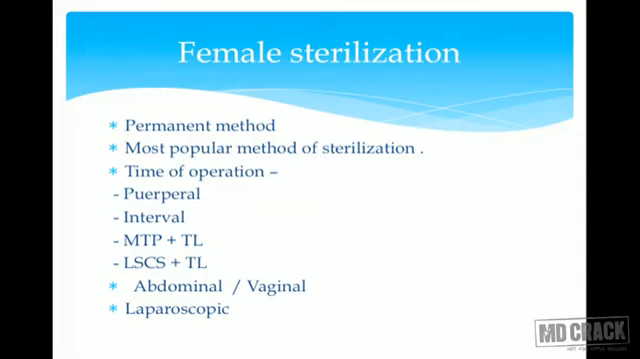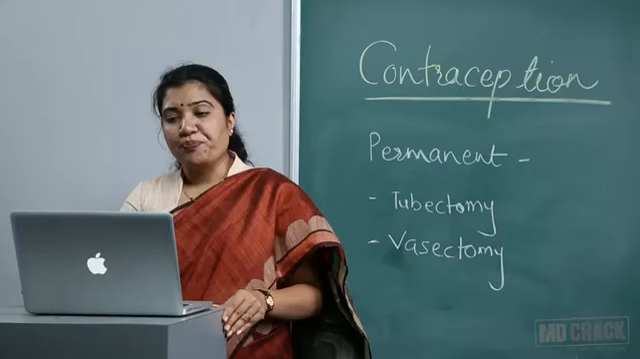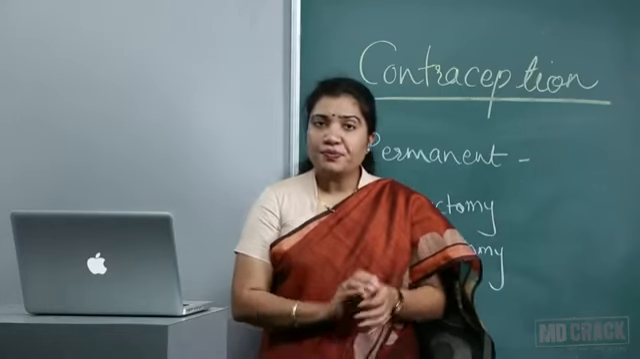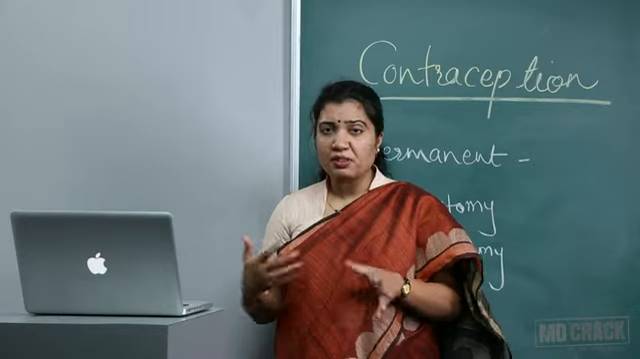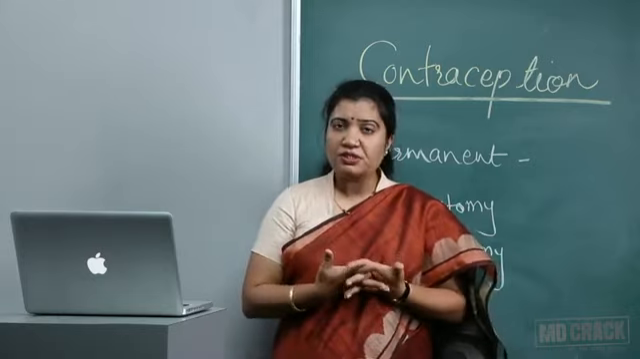Methods of performing the surgery: abdominal, where there are again many types, or it can also be done vaginally, which is quite rare. What is done in camps, 50 or 100 cases at a time, is laparoscopic sterilization camps, so it can also be done laparoscopically. Abdominal TL includes the conventional method and the Minilap method. So let's see what the conventional method is first.